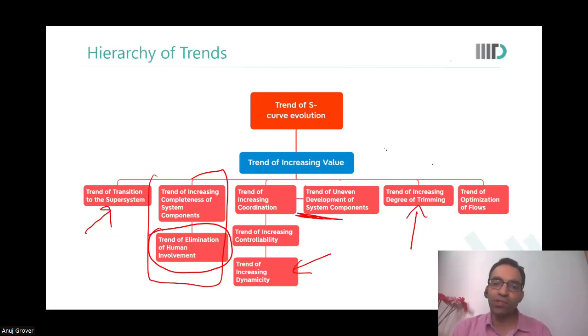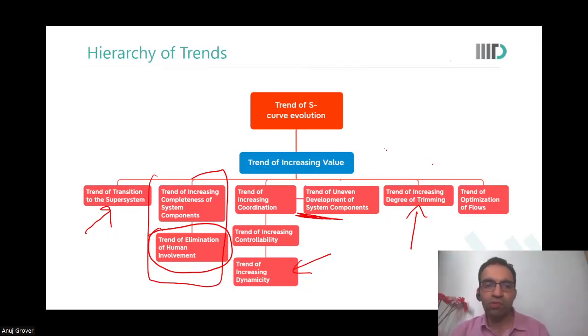Then the trend of optimization of flows. So as you're operating your systems, what happens? You will realize, oh, there is friction here, there is friction here, there is an edge here, there is an edge there. You would streamline those things. किसी भी organization में ये होगा, किसी भी engineering system में ये होगा. So the trend of optimization of flows will be there. Wherever there is a bottleneck, you will want to increase the bandwidth and remove that bottleneck. So the trend of optimization of flows is also a trend that is normally there.